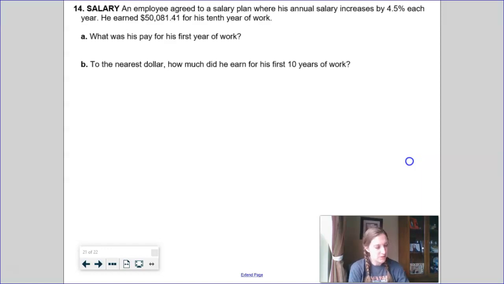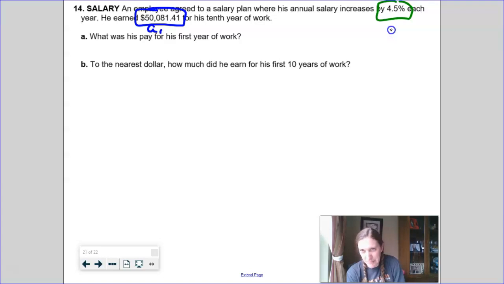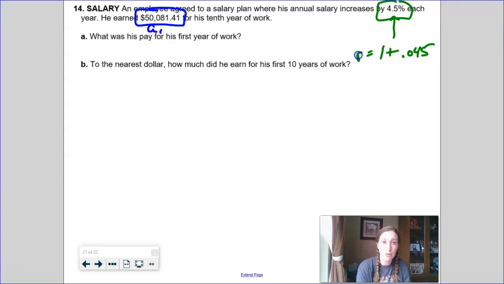Here's a neat question. I'm not sure what's on your homework, so I want to make sure that we do this one. An employee has a salary plan where your annual salary increase is 4.5%. Here's the initial value, so this is like your A sub 1. And then of course this is your R. Remember, even back in Algebra 2, your R is 1 plus that little decimal, because you got to grow. If you just put 0.045, you'd be taking off a bunch of money from their salary, and that wouldn't be cool.